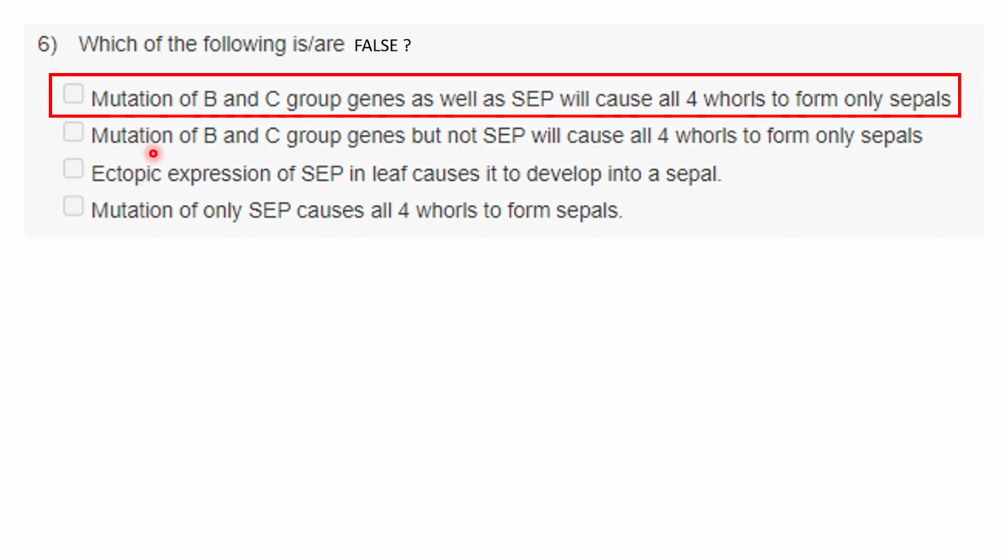Okay. As well as. Yeah, so we have B, C and sep. All the three mutated. Sep here means it stands for A. Yeah, A. So let me just. English is not good. I thought, it's okay. It's okay.